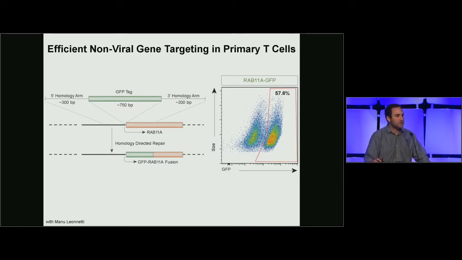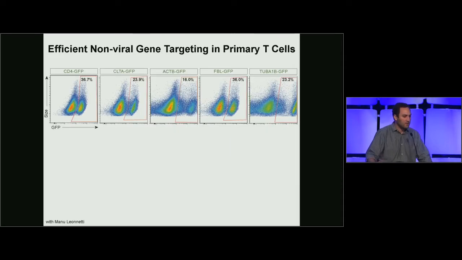We wanted to make sure that this was not a one-off just for the RAB11 locus. And in fact, we've seen that this is actually a flexible system that allows us to modify different endogenous genes. We're now knocking in GFP fused to different genes in the T cell genome, all in primary T cells. You can see that the efficiencies range, but are meaningful across a range of different genomic loci.